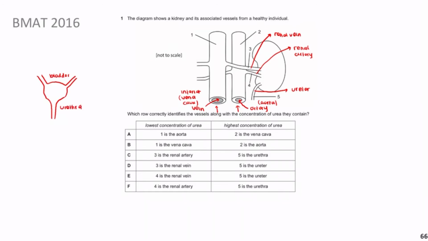And obviously, females have a shorter urethra compared to males, and essentially the urethra is where you pee out from. Right, so I think that's all the structures. And then urea, what's the significance of urea?